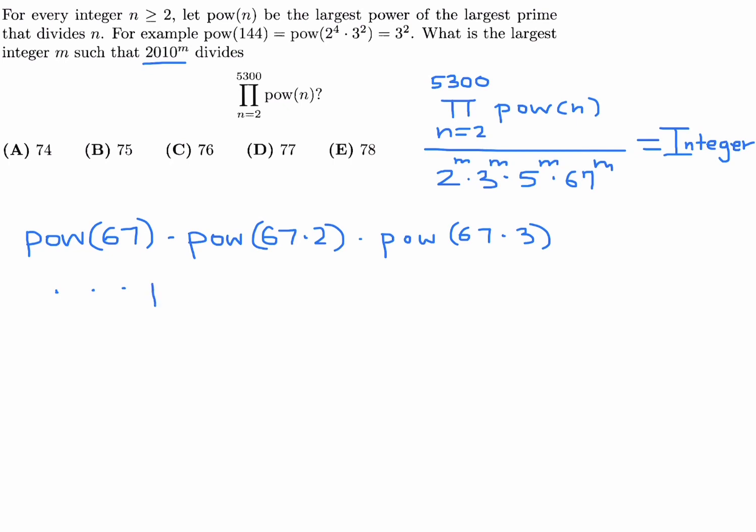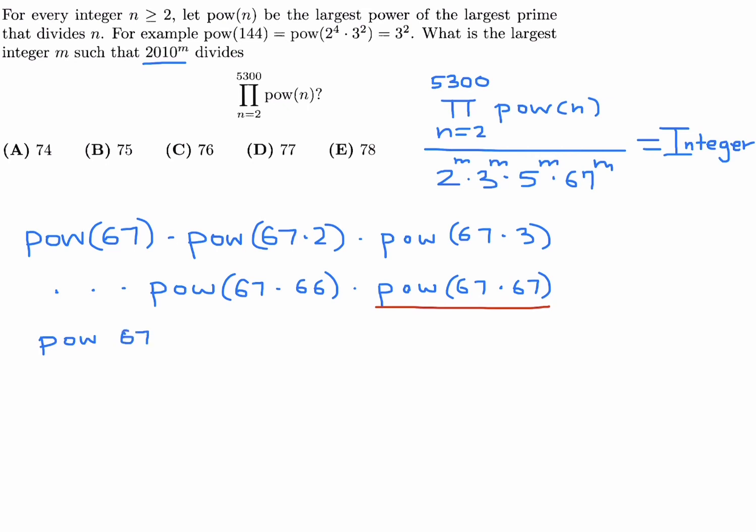So first and foremost, we're going to get all the way down to 67 times 66. All of these will have 67 as its largest prime until we get to power of 67 times 67. This one, when you extract the prime, you're extracting 67 squared. Okay? So that is a little unique. So because it's unique, I'm going to put a little underline like that. And then you just keep going. Powers of 67. The next one is 67 times 68. Like that.